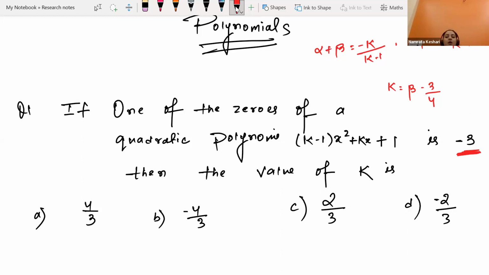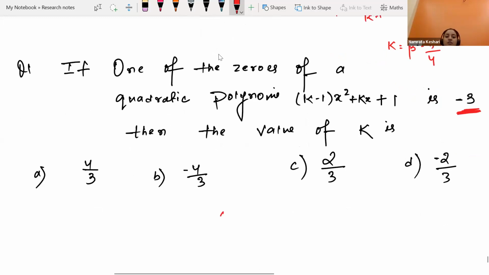Otherwise, we will use the logic that if it is one of the zeros, that means at the place of x we can substitute it and the result will be zero, right? Since minus 3 is one of the zeros.